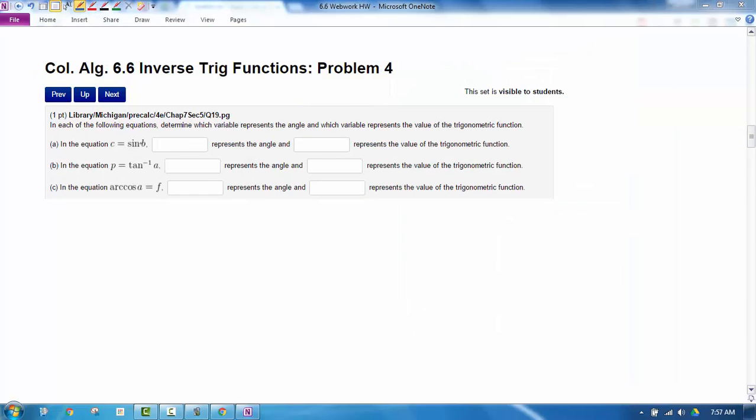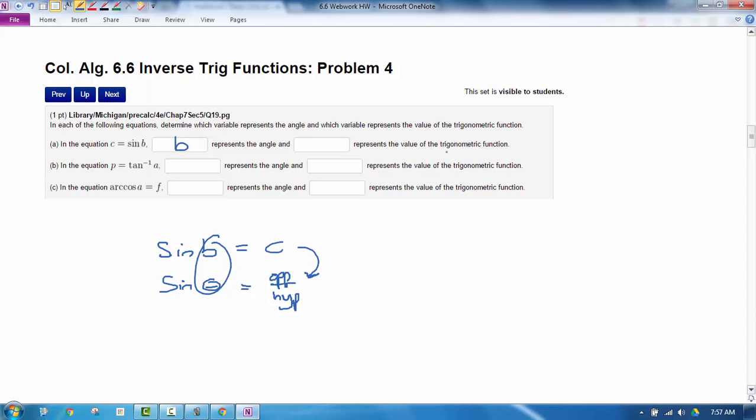Okay, the next problem is just getting the vocab straight. So we have this equation here, c equals sine of b. I'm going to write it like this: sine of b equals c. Now, typically we use theta, so we say sine of the angle equals the ratio, which is opposite over hypotenuse. So that's what c is. It's the ratio of two sides of a triangle, and b is an angle, right? So we can represent that. Then it says that b is the angle, and the value of the trig function would be c in this case, which is opposite over hypotenuse for the triangle we could draw.